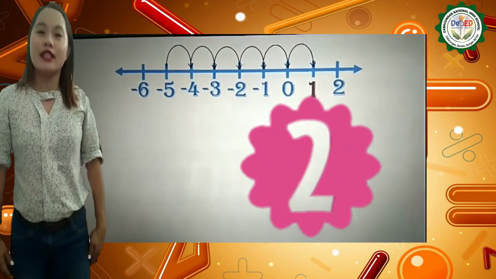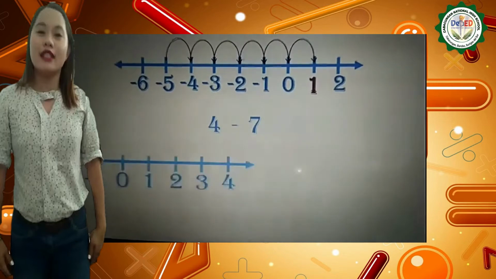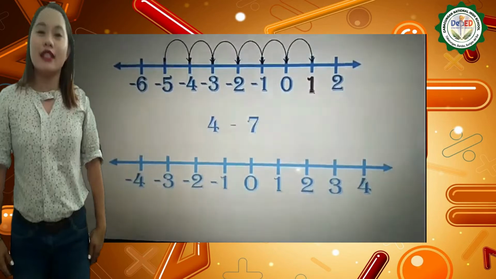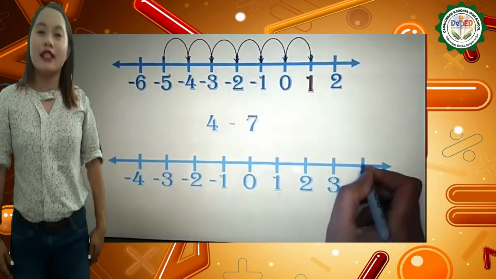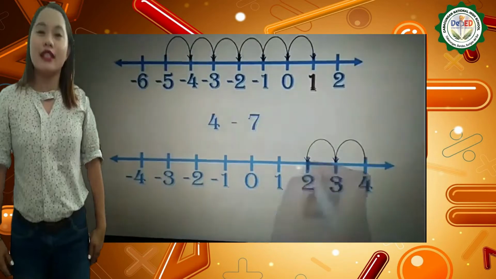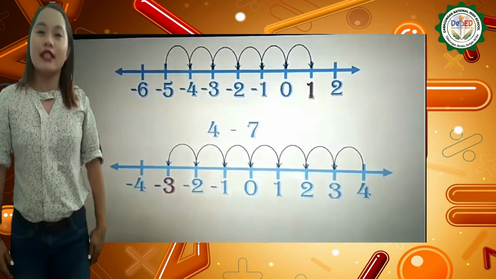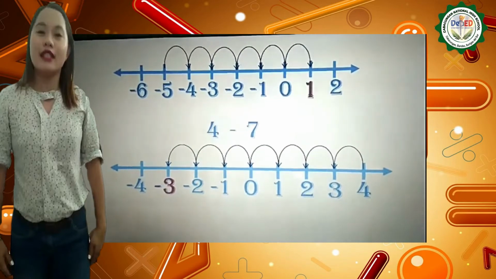Example number 2. 4 minus 7. Let's bring our number line here. We start with number 4. Since it is subtracting, we move 7 times to the left. This brings us to negative 3. Therefore, negative 3 is the answer.